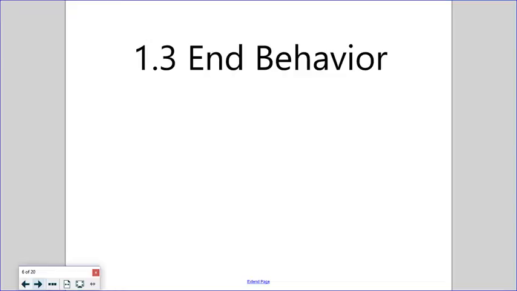So if you'll grab wherever you're going to take your notes, today we are focusing on the end behavior part of section 1.3.